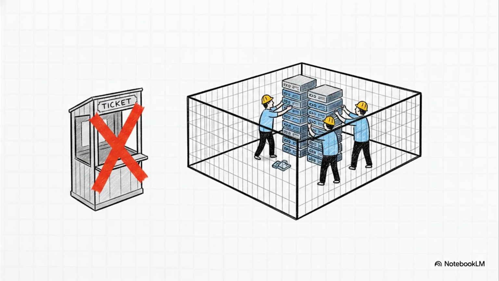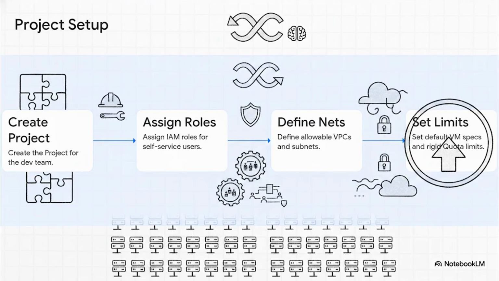Let's ground this with a real-world scenario, the kind you're almost guaranteed to see on the exam. Imagine a dev team that needs an isolated workspace. They want to move fast, right? They want to provision their own VMs without throwing an IT ticket over the fence every time they need a test server. To pull this off safely, you'd follow this exact playbook.